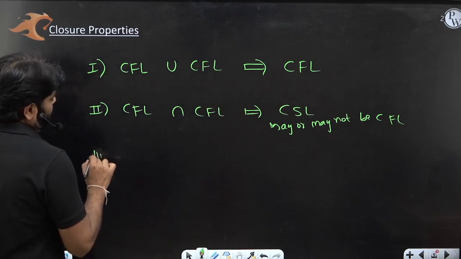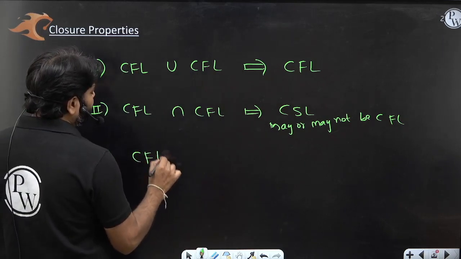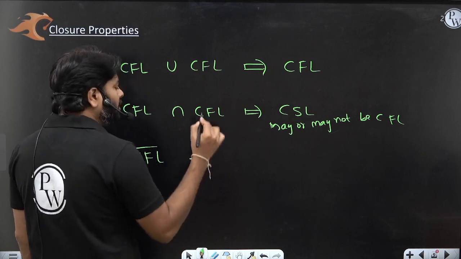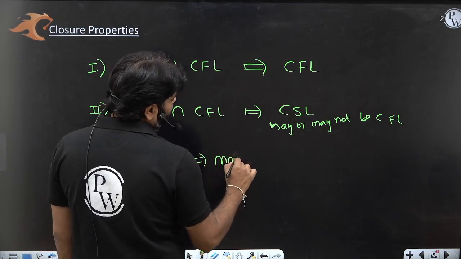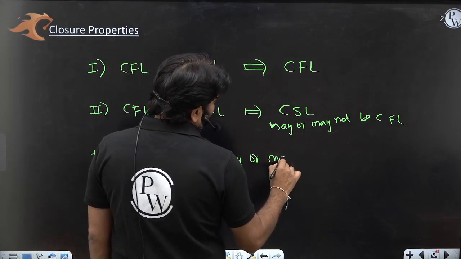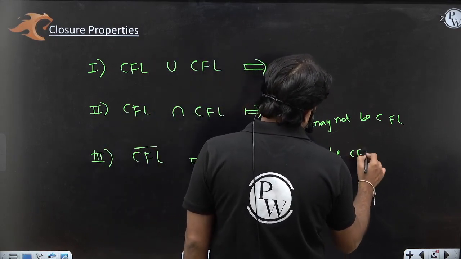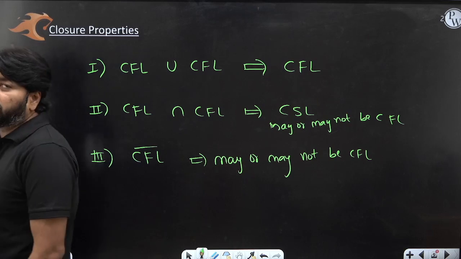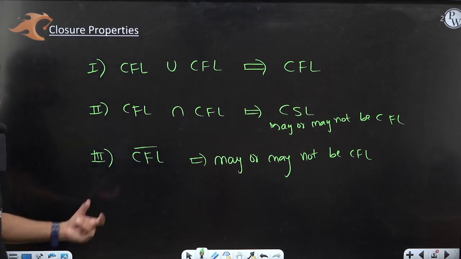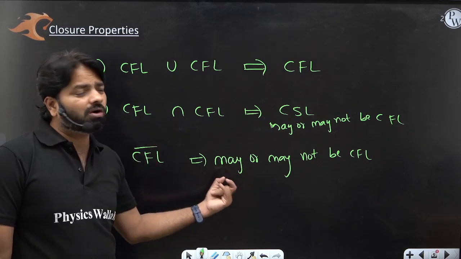Third, CFL complement. This one is always CSL, but may or may not be CFL. Don't say not CFL, that is a wrong statement. That depends on example, okay? But it is also always context sensitive language. So context free language complement is always a context sensitive language.